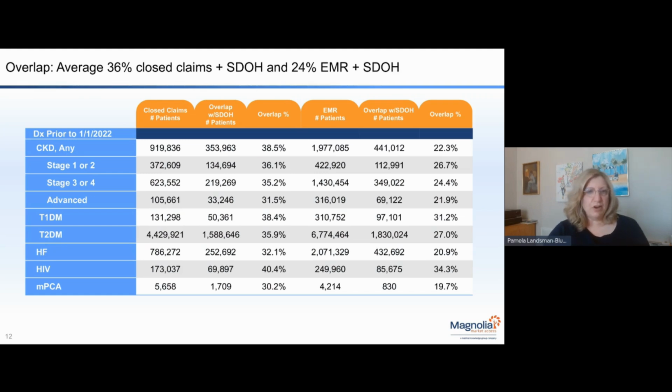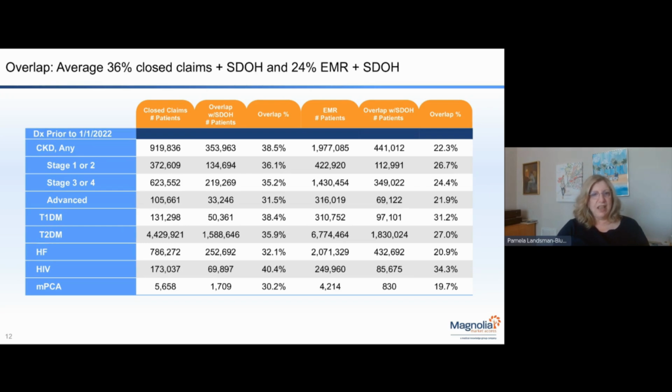So here's information about our overlaps. The rows are the different disease states that we looked at, and the columns will tell you about if it was the closed claims or the EMR, the number of patients that we found that overlap, and what that proportion of overlap is. So on average, in the claims, the closed claims, we found an overlap of 36% of our identified patient population. And in the EMR, it was approximately 24% overlap.